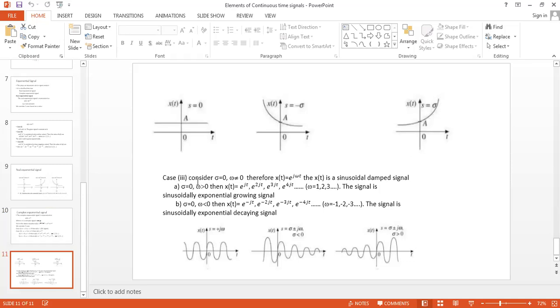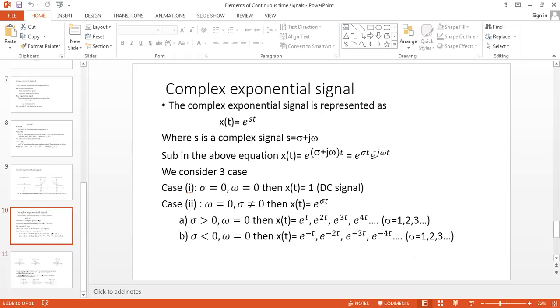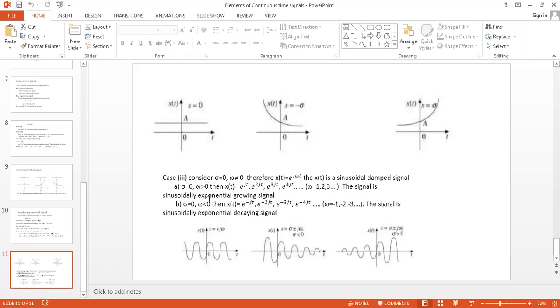In the imaginary case, we use the second term, e^(jωt). When σ is equal to 0 and ω is equal to 0, you get x(t) equal to e^(jωt). If σ is equal to 0 and ω is greater than 0, you get e^(jt), e^(2jt), e^(3jt), e^(4jt), and so on, and it will grow. When σ is equal to 0 and ω is less than 0, you get e^(-2jt), and this signal will decay.